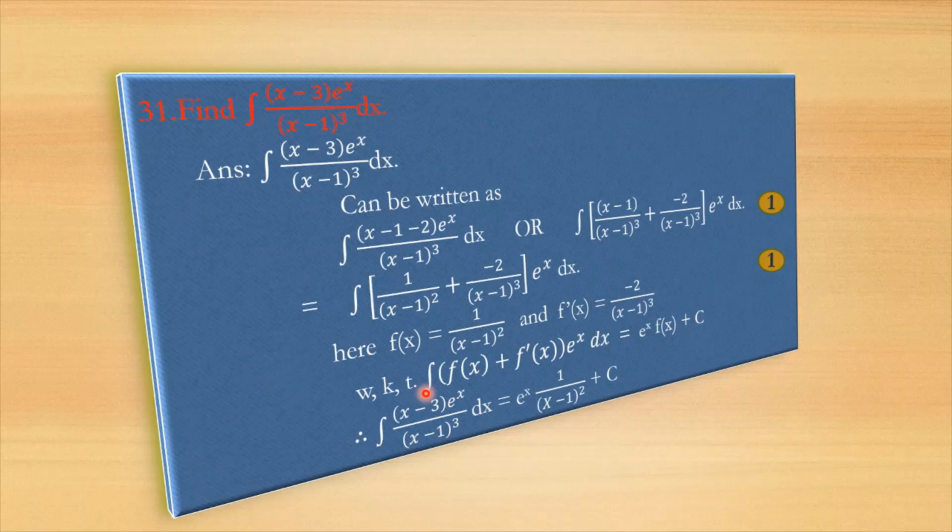Therefore, the integration of (x minus 3) into e to the power of x divided by (x minus 1) whole cube with respect to x can be written as e to the power of x into f(x). f(x) is nothing but here 1 divided by (x minus 1) whole square. So it carries 1 more mark. That means in total we will be getting 3 marks.